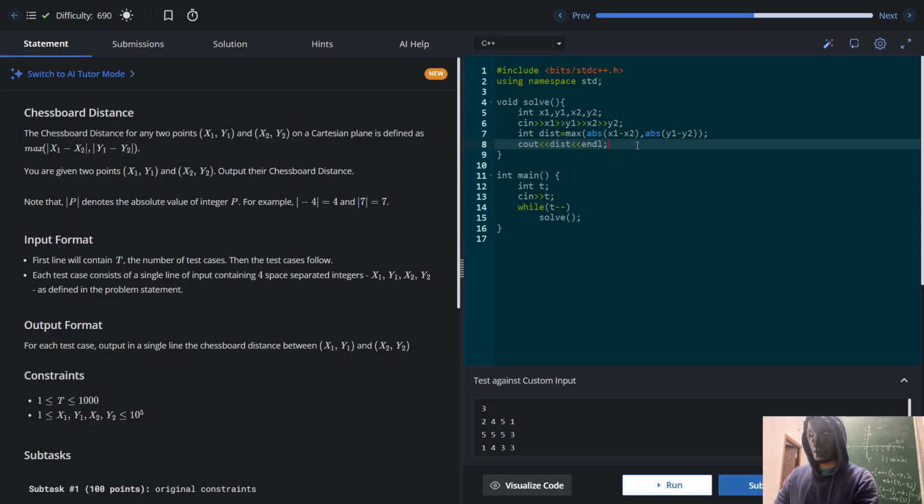So in this way you could have solved the problem. It was easy only. Basically in C++, two functions, max and absolute, how we have to use them is basically taken care of. You'll have to understand how these two functions are working.